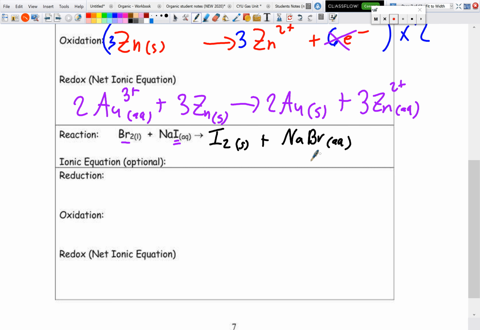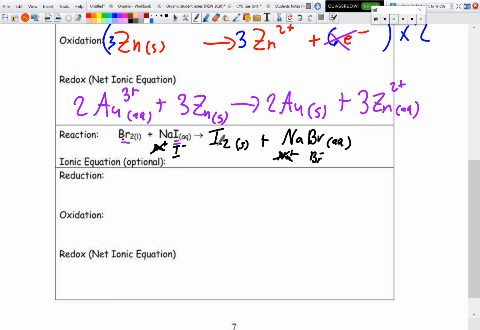All right, so what we can do is write the charges here, because we know sodium is going to be Na plus, right, 1 plus, and iodine was I minus. Here we don't have a charge. Sodium is the same thing as Na plus. Bromine was Br minus. That's why the sodiums are the spectators, right? And we can tell our Br2 is going to Br minus, and our iodide is going to I2 solid.